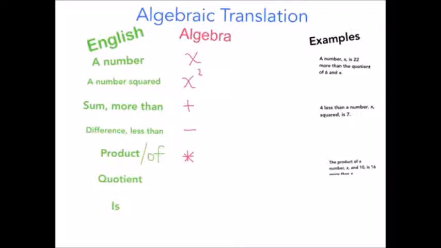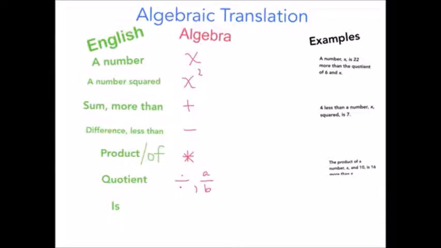Quotient means that we're going to be dealing with division. And a lot of times this can be written as a fraction. So I'm going to put a fraction bar there. Let's say a over b. The quotient of 6 and x would be 6 over x.